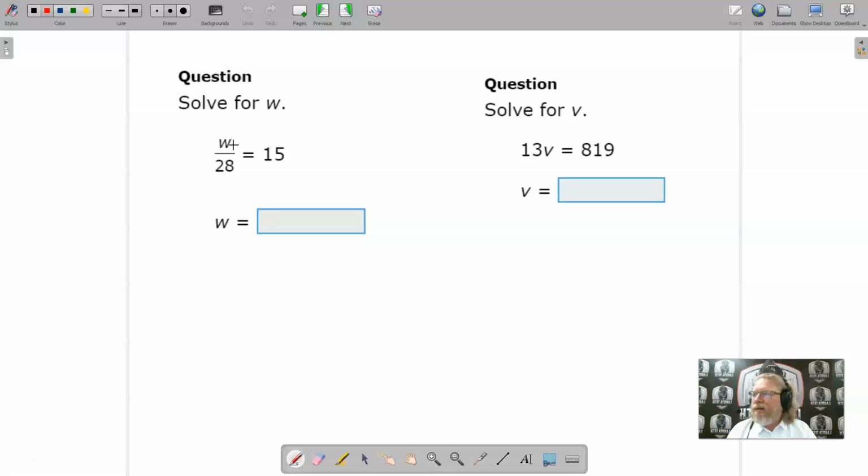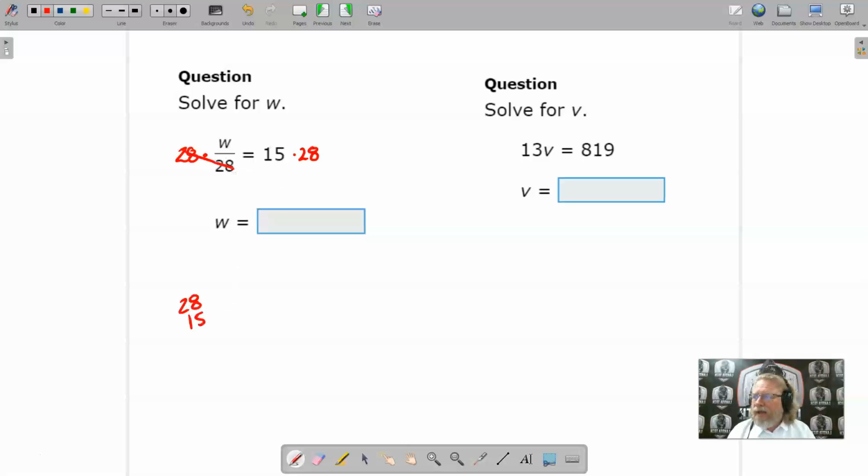Here we have w over 28 equals 15. So the w is tied to the 28 through division. So the opposite operation is multiplication. And we're going to multiply by the very number we wish to get rid of, which is 28. And what we do to one side, we are going to do to the other. So the 28s are going to cancel each other, leaving us with just w on the left. And we have to do 15 by 28.